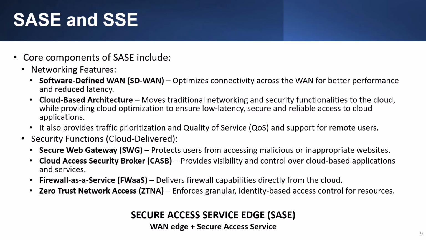Security functions are cloud delivered, which include Secure Web Gateway, or SWG, which protects users from accessing malicious or inappropriate websites. Cloud Access Security Broker, or CASB, which provides visibility and control over cloud-based applications and services. Firewall-as-a-Service, which delivers firewall capabilities directly from the cloud. And Zero Trust Network Access, or ZTNA, which enforces granular entity-based access control for resources.